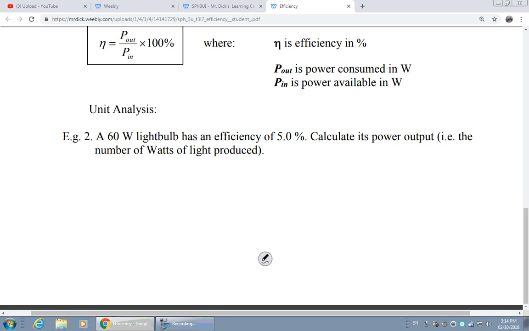So let's state what we know. In this case, the power that we're putting into the light bulb is actually the 60 watts. So when you see a light bulb with a rating on it that says 60 watts, that means that's how much power needs to be provided to it from the electrical outlet. That's the electrical energy being pumped in. We also know eta in this case is 5%. And in this case, we're trying to find P out.